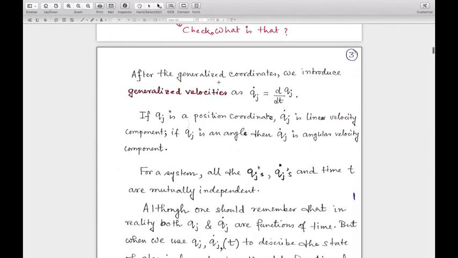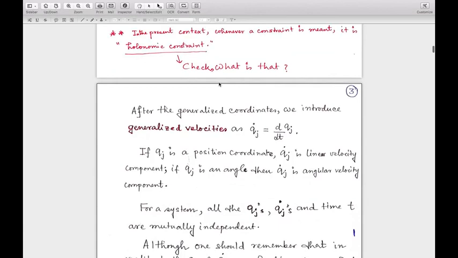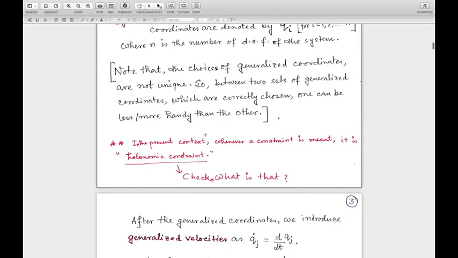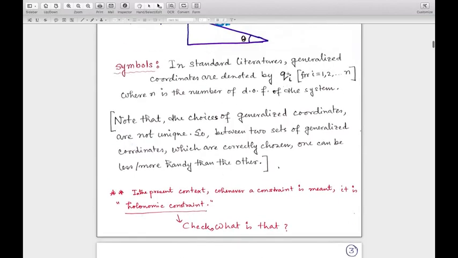After defining these generalized coordinates, we introduce generalized velocity as q_j dot, d/dt of q_j. These things are known as generalized velocities. Now try to understand one thing. In this case, we are always talking about a set of such variables which may or may not be of uniform units. One can be an angle, one can be a distance. So this is a set of such things.